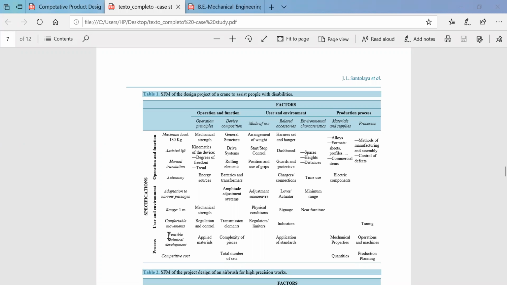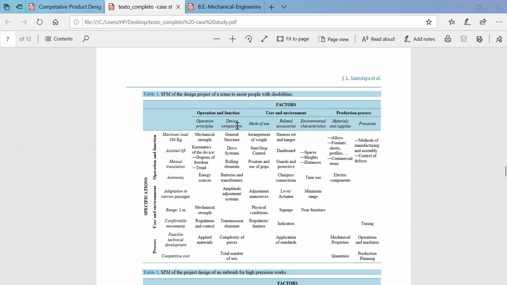And apart from that, the specification for the process which has to be carried out should also be added. It should be at a competitive cost, so what do you have to take care of, and again a feasible technical development. What is the feasible technical part of the development to get this type of design successfully? These were listed out, and similarly these specifications should always be mapped with the factors. So what are the factors? Operation and function, user and environment, and production process, how it is done. All these are shown here.